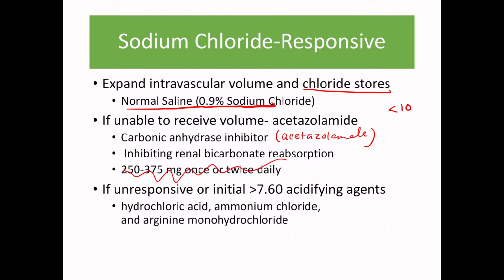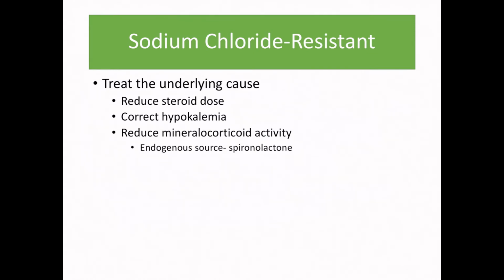Now, if you have a patient who does not respond to this first set, or their initial pH is greater than 7.5, you may need to give them an acid. The most common of these is hydrochloric acid, which has much fewer side effects than the other two, ammonium chloride and arginine monohydrochloride. Now, if you have resistant, the big thing you want to do is treat their underlying cause. So you either want to reduce their steroid dose or reduce their mineralocorticoid activity using drugs like spironolactone. Many of these patients are going to have a hypokalemia, so you do want to make sure that you treat that.